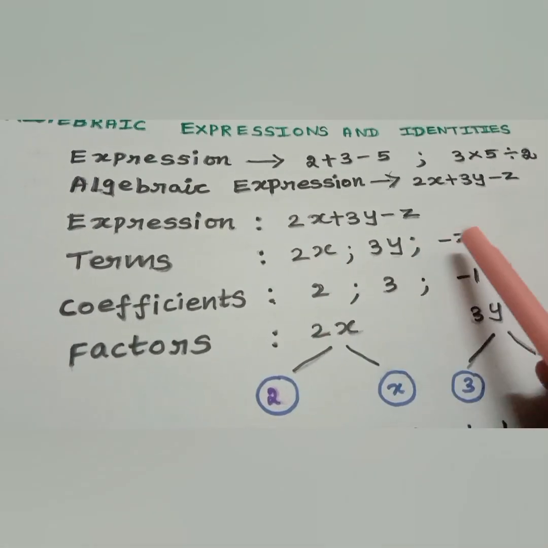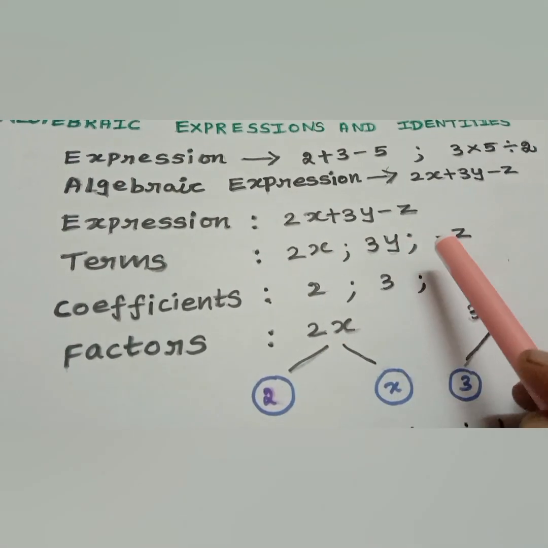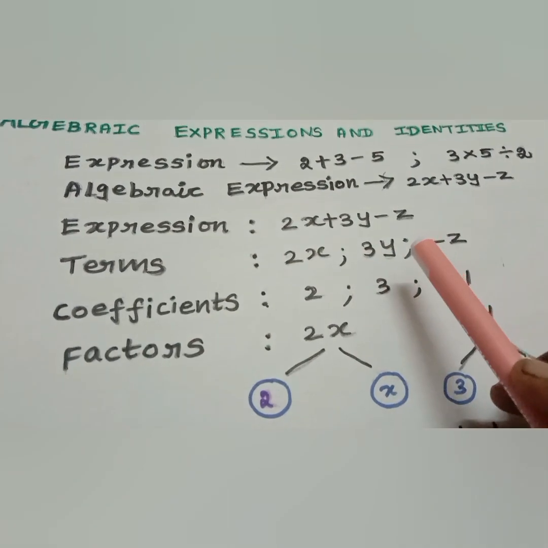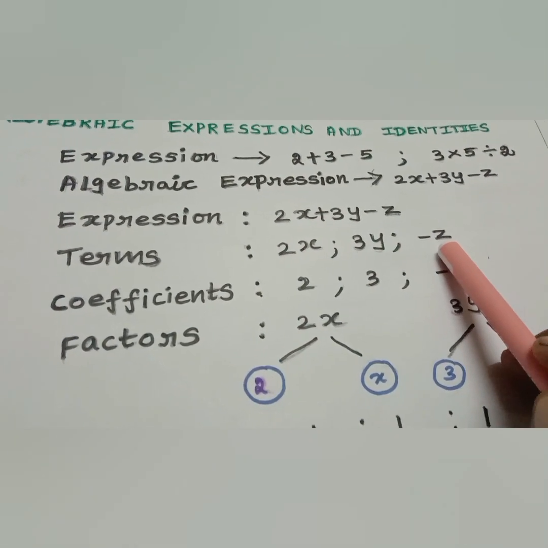Here, x, y, z are called variables. A variable is an unknown value shown by a letter. It can have different values. So, this is called a variable. So, x, y, z are called variables.